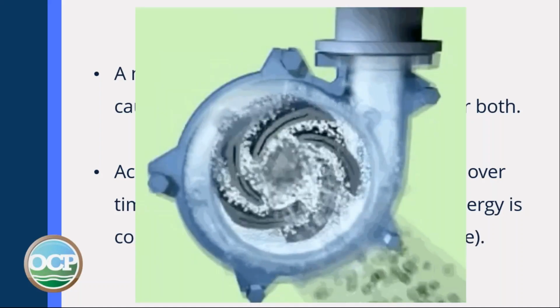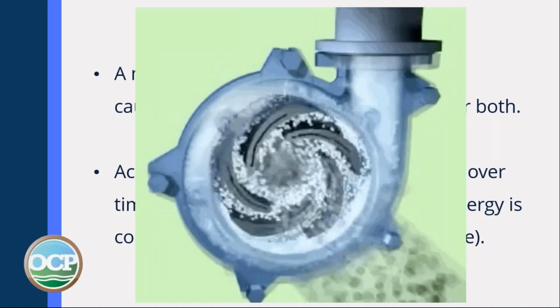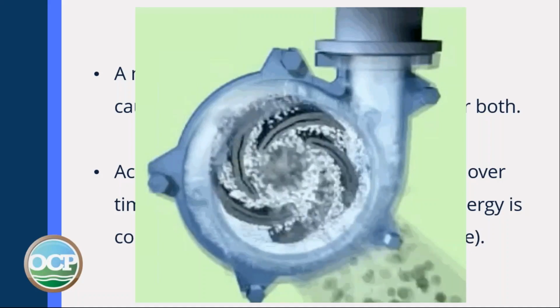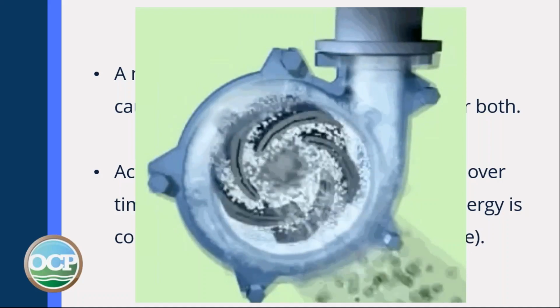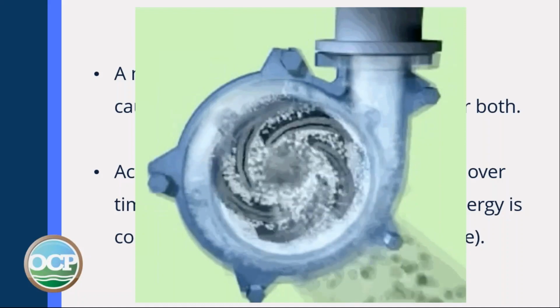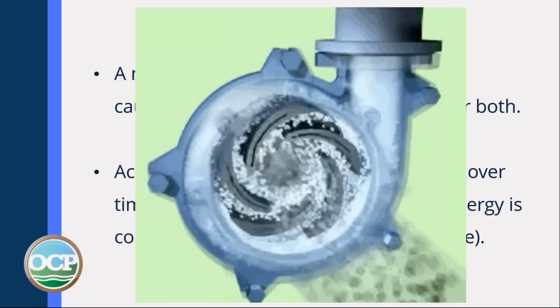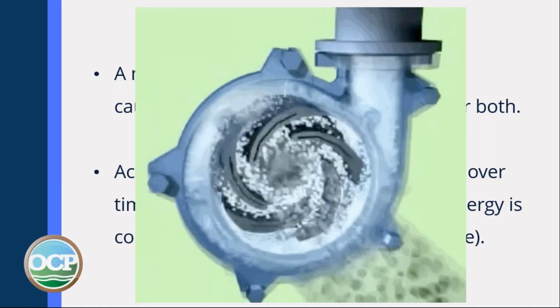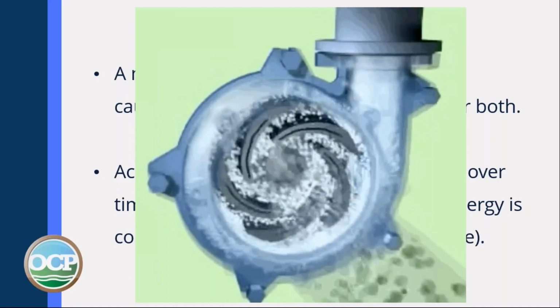There's kind of a schematic of a pump. Water is pulled into the eye, or pushed into the eye actually, and as the water travels around through the impeller, it's thrown to the outer side of the impeller where it increases speed and literally gets thrown up the discharge side of the pipe.